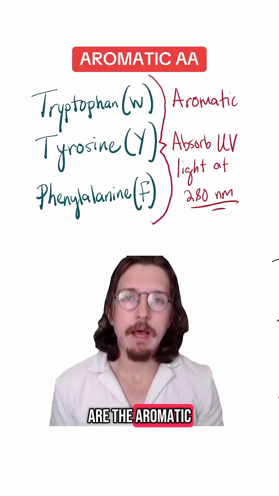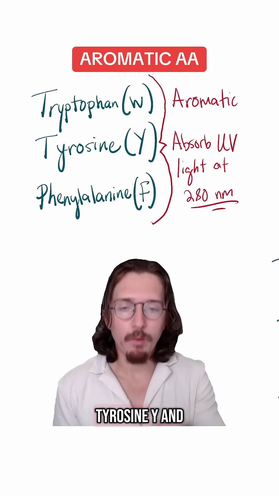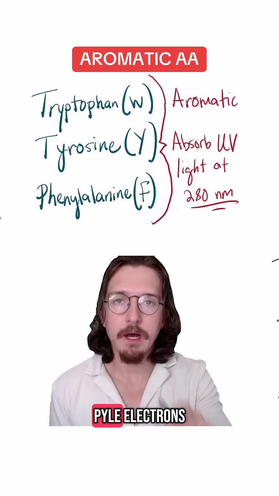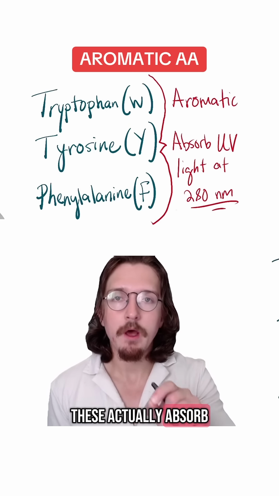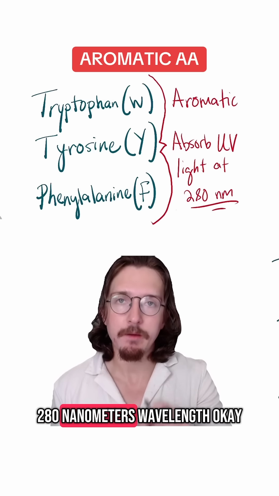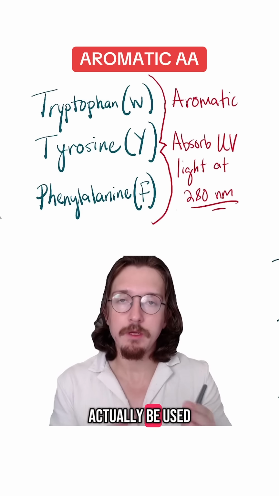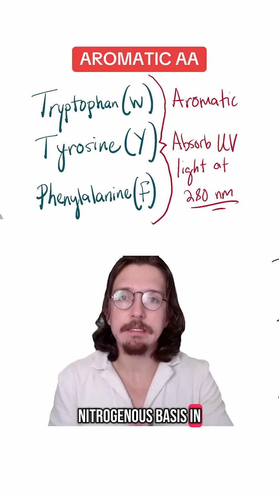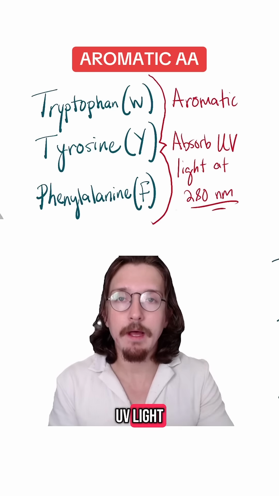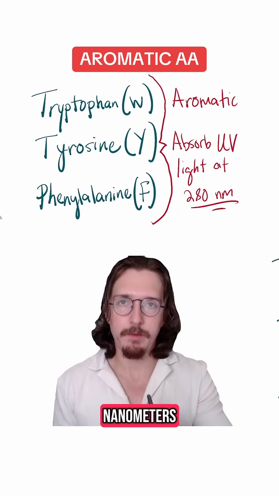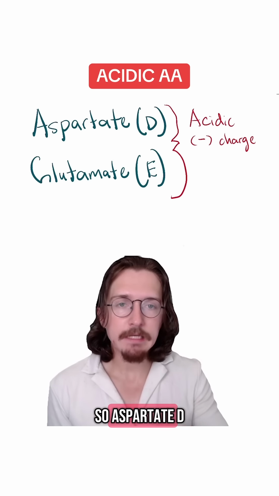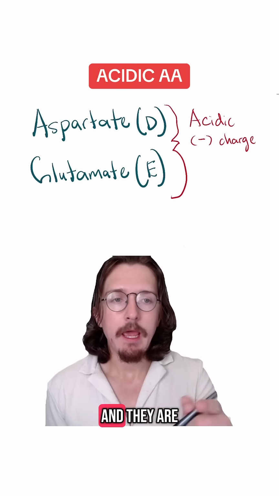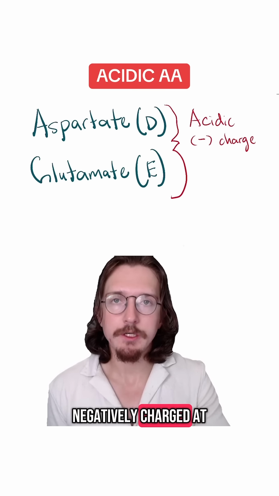The next group are the aromatic amino acids, tryptophan W, tyrosine Y, and phenylalanine F. Okay, so because they have a lot of conjugated pi electrons, these actually absorb ultraviolet light at 280 nanometers wavelength, okay? And that can actually be used to detect proteins in a sample. Now, this is in contrast to nitrogenous bases in DNA and RNA, which actually absorb UV light specifically at 260 nanometers. Next, we have the acidic amino acids, so aspartate D and glutamate E, okay? These have carboxylic acids in their side chains, and they are usually deprotonated and negatively charged at physiological pH.